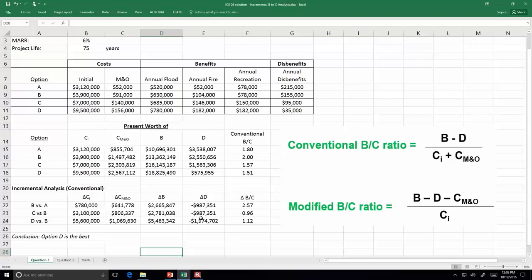And we also noticed that of these alternatives, option B had the highest B to C ratio. But that could give you the wrong idea, in the same way that you can get the wrong idea just by looking at interest rates or internal rate of return when comparing projects. You can't compare projects on the basis only of their B to C ratios, and so that's why we do the incremental analysis.